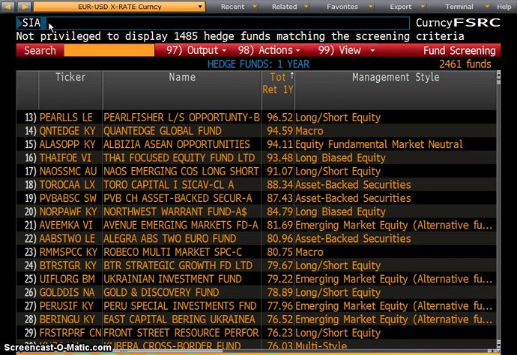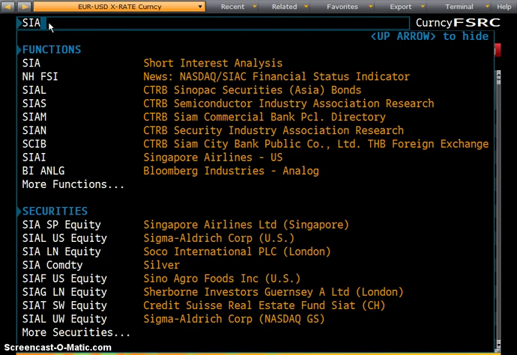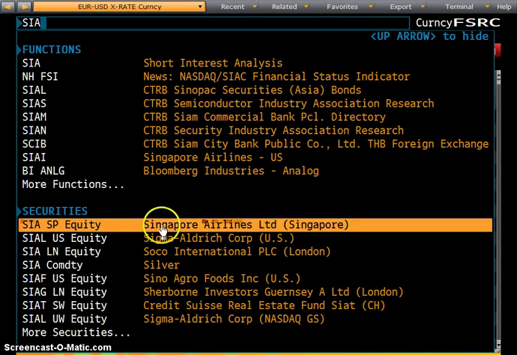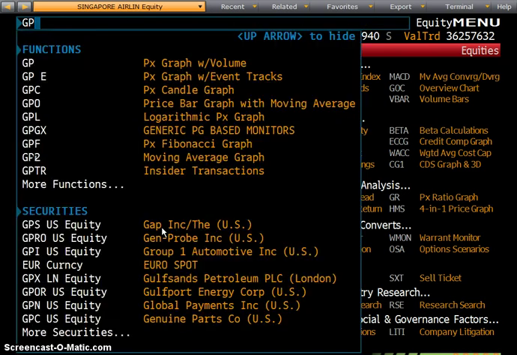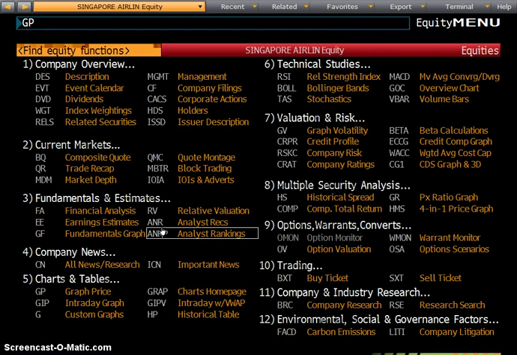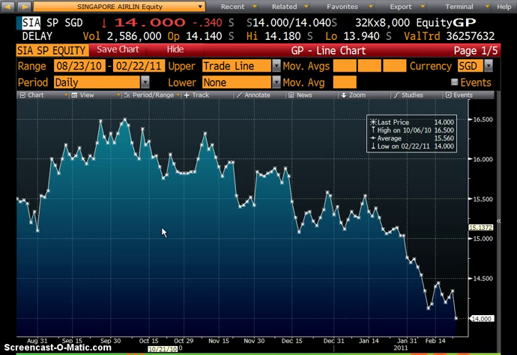The next one I'm going to cover is technical analysis. So let's say we pull up Singapore Airlines once again, and if you type GP, this is the price graph with volume. You can see how it's performed.